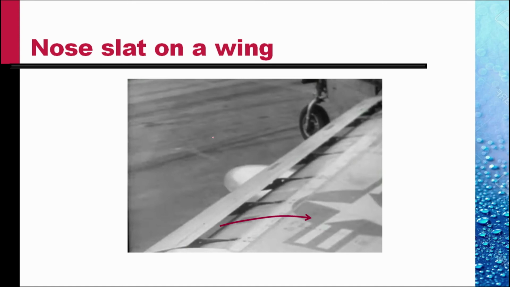This is an example of a nose slat. The air flowing from this slat over the wing reduces the separation and permits a larger stall angle, giving high lift.